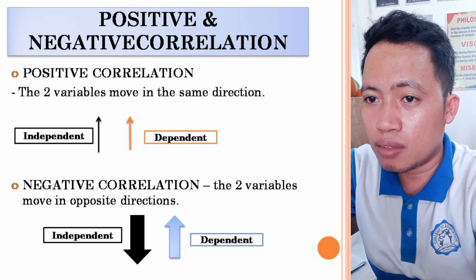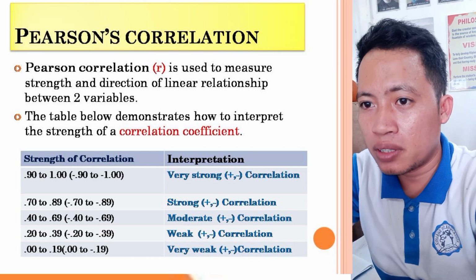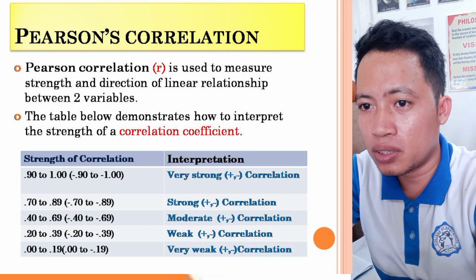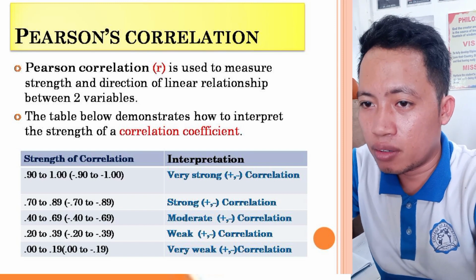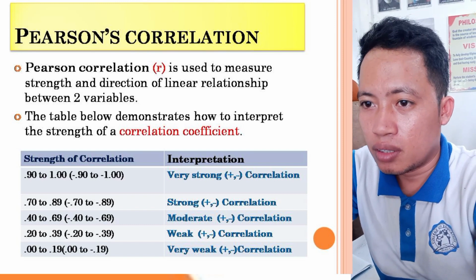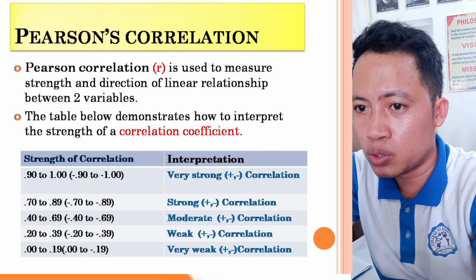To better understand our topic, let's have the Pearson r table. Pearson correlation, which can be written as small r or letter R, is used to measure the strength and direction of a linear relationship between two variables.